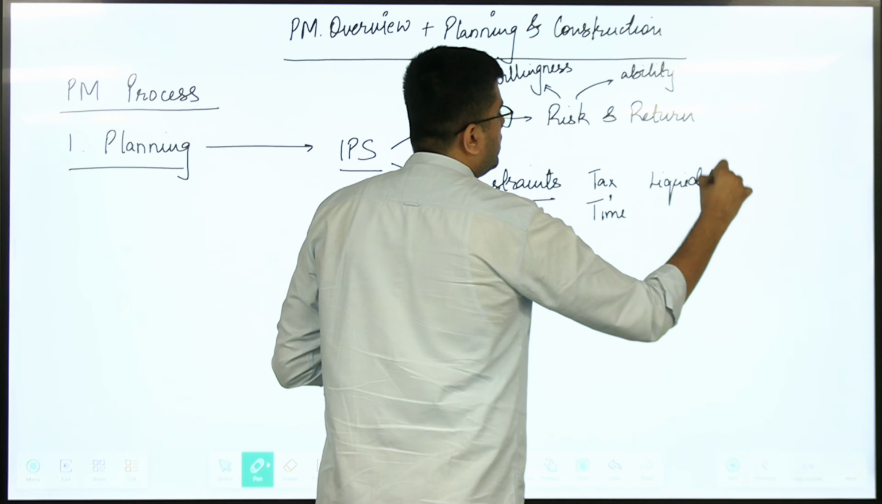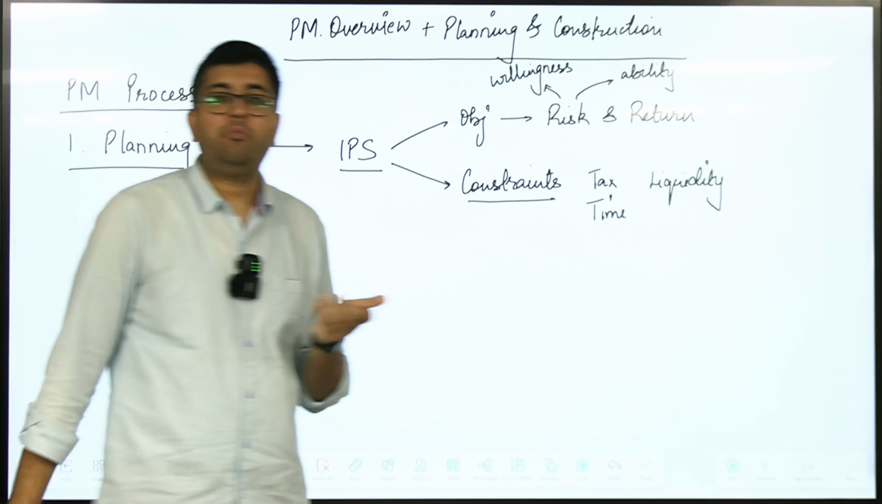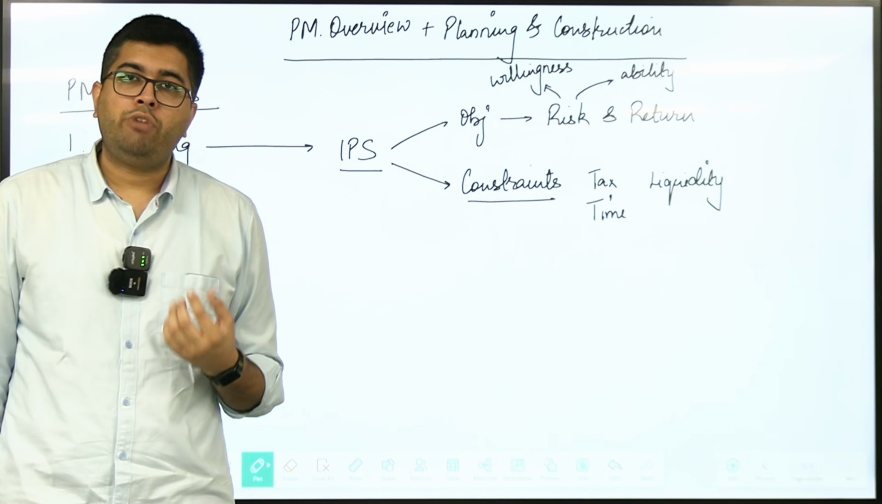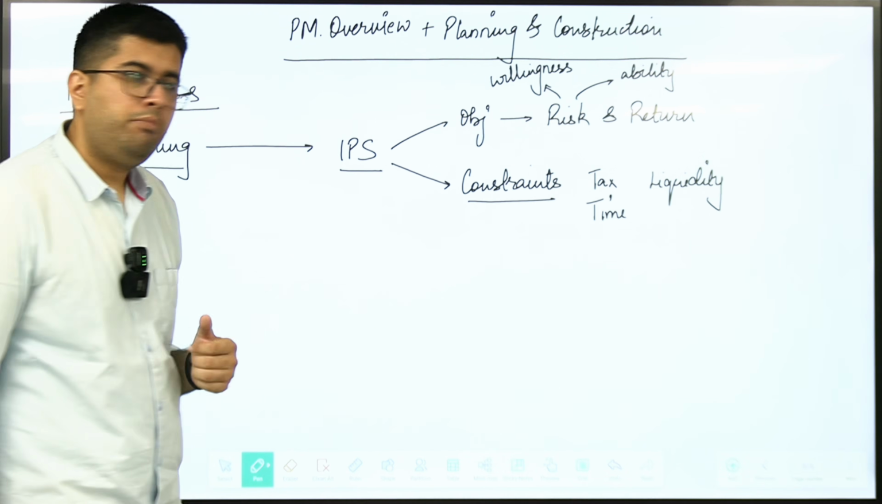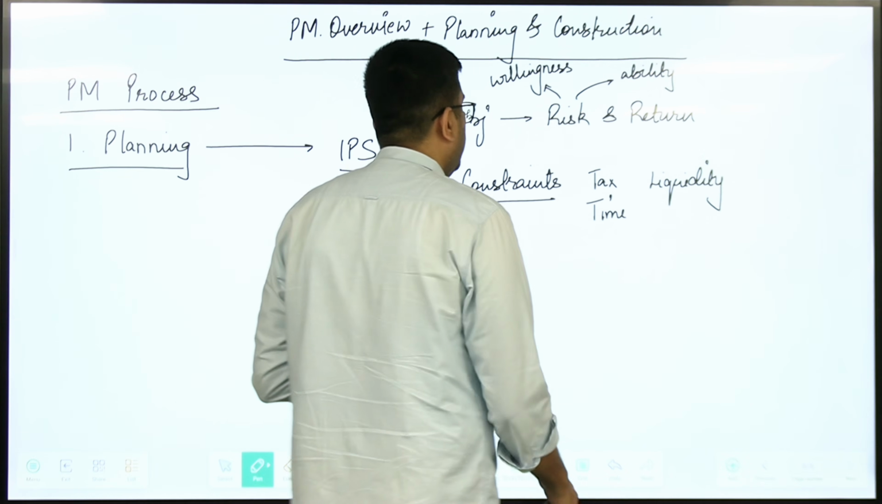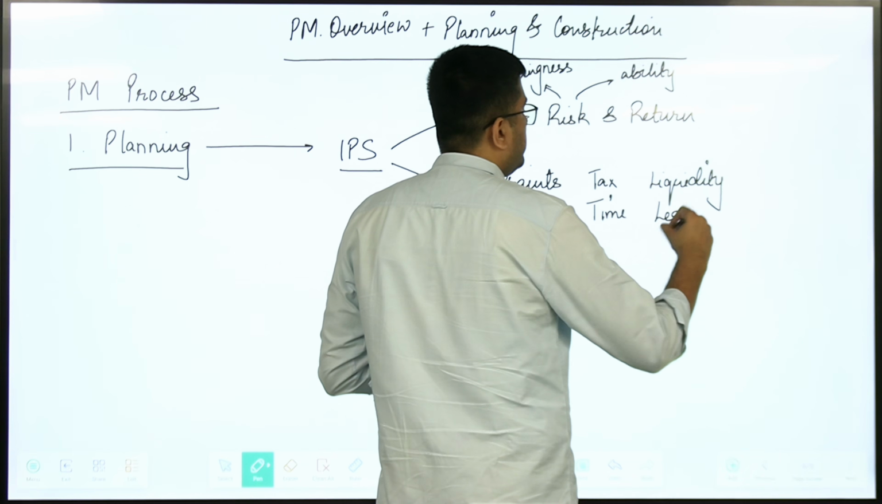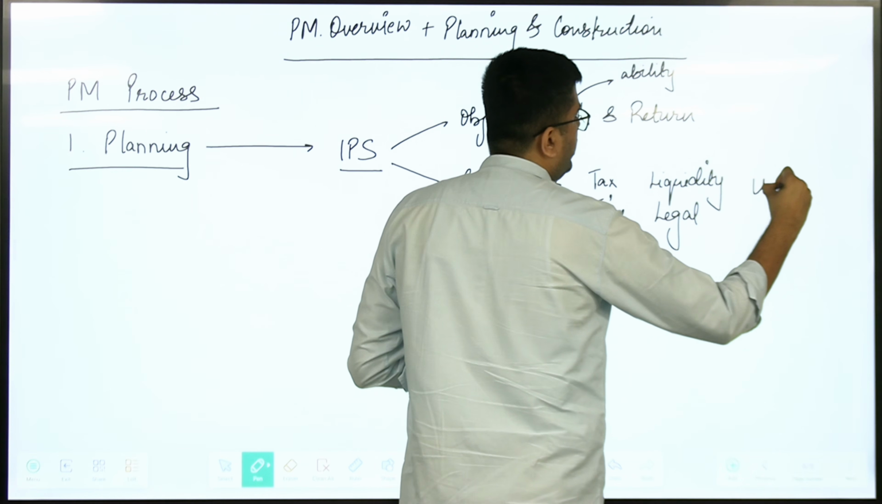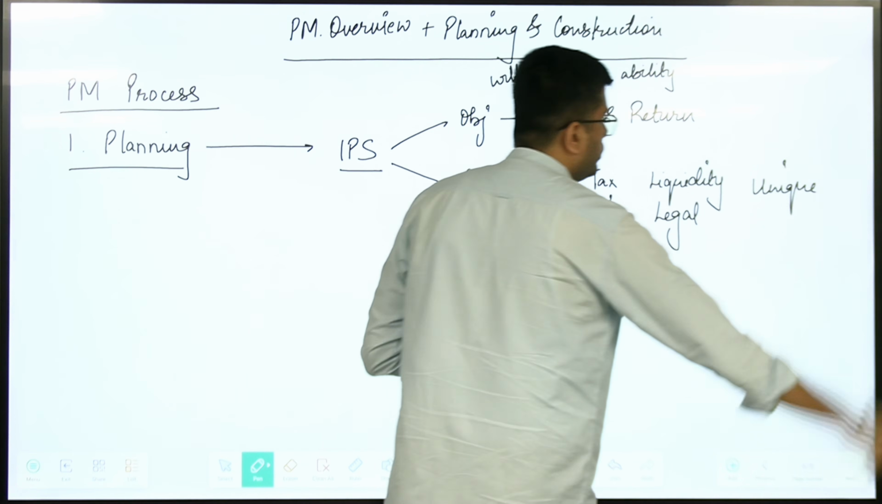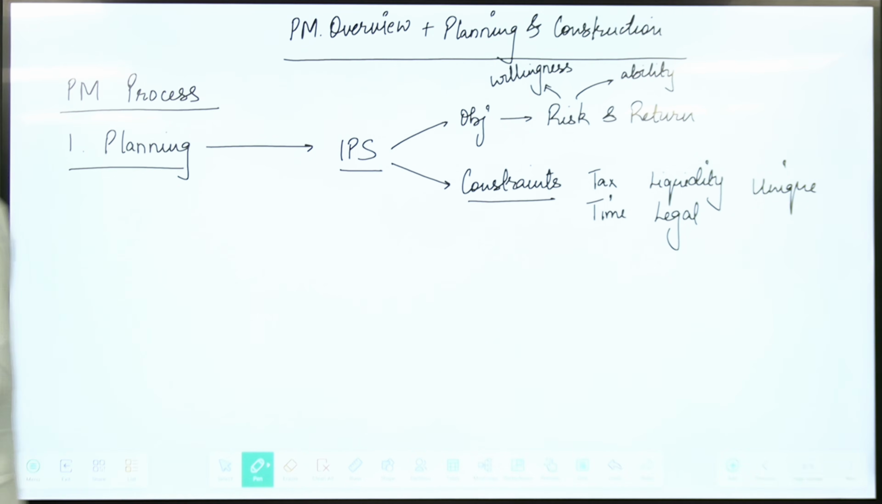Liquidity would mean that the investor may, from time to time, need some funds. He may want to withdraw funds for some purchase or for some expenditure that we have planned. Then there could be some legal constraints and any other unique restrictions that the client may impose. So all of these factors limit my ability to actually reach the optimal portfolio.